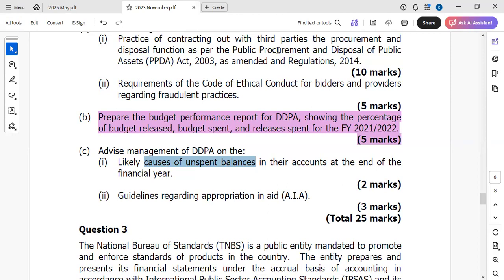Even when it comes to releases of funds, it can affect you. The financial year is ending in June. The ministry has just released the money in June. Can you really complete all the processes? At times, you may not complete all the processes to spend that money. So the delay in the release of the funds can also cause unspent balances.